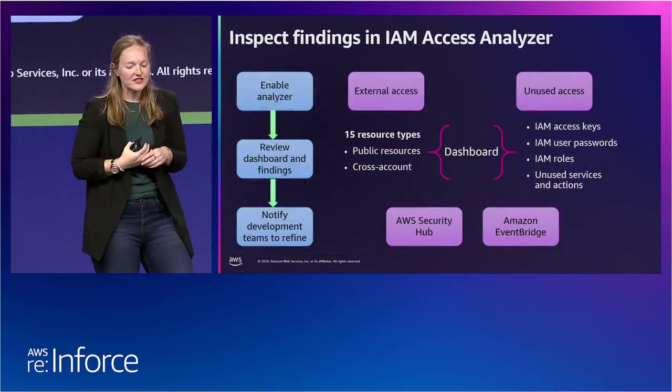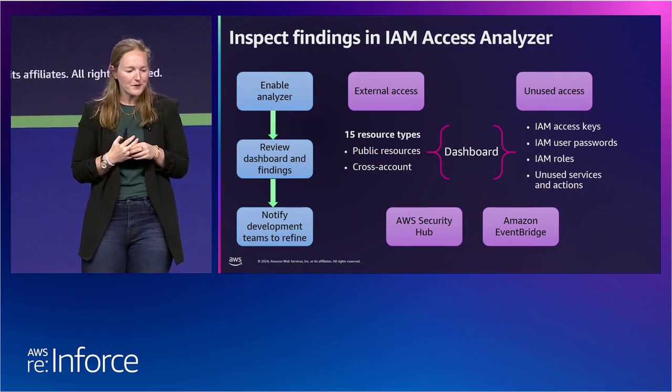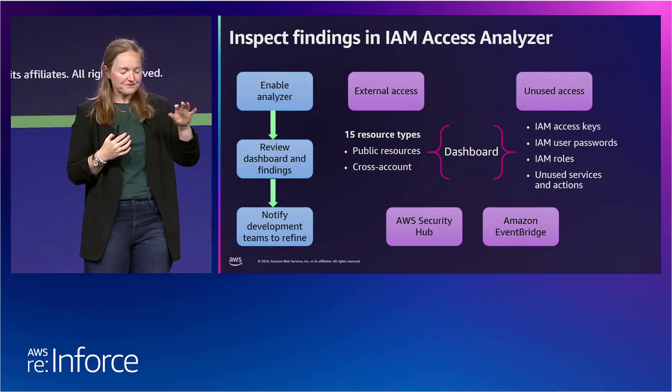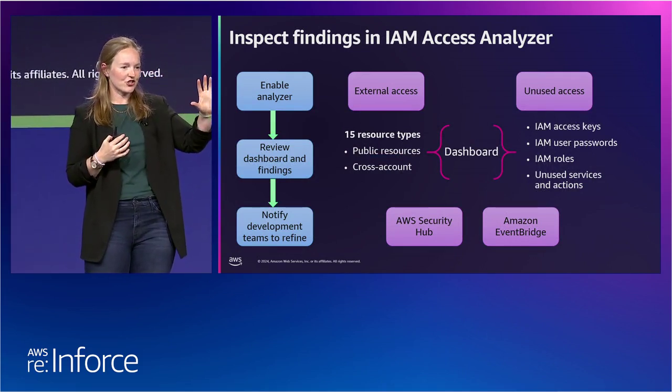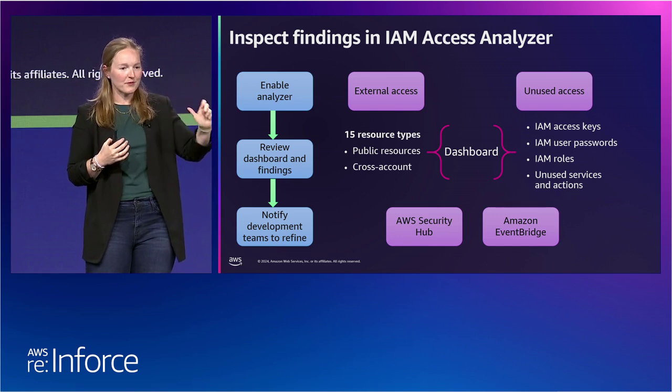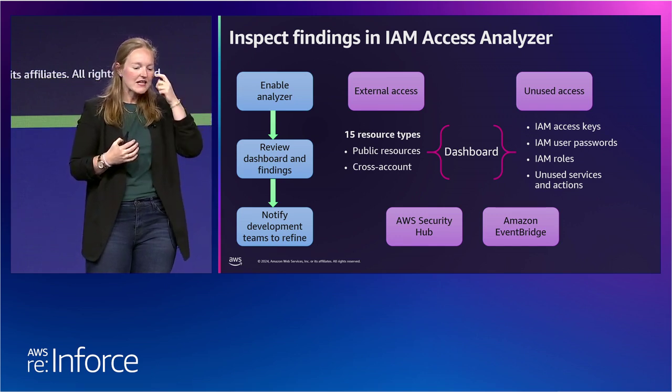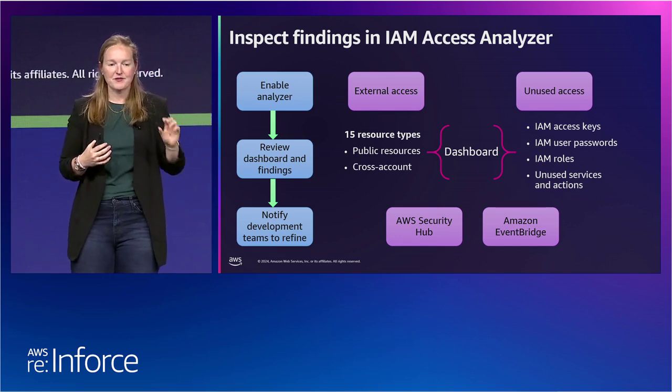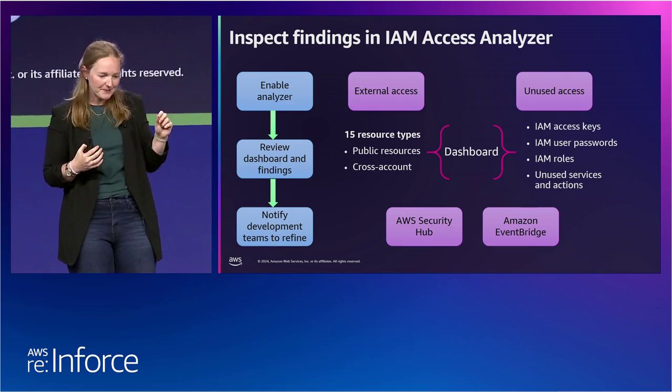Let me talk about these 2 types of findings a little bit more. So you enable your analyzer. First, we have external access. These are going to be your public and external access findings. We cover 15 resource types. We like to focus on the data resource types.